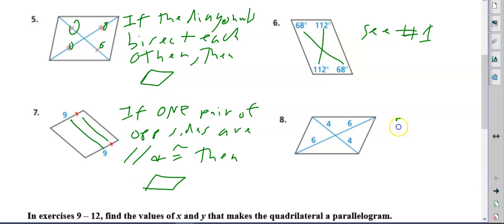And number 8, C number 5. Okay, the diagonals bisect each other, parallelogram.